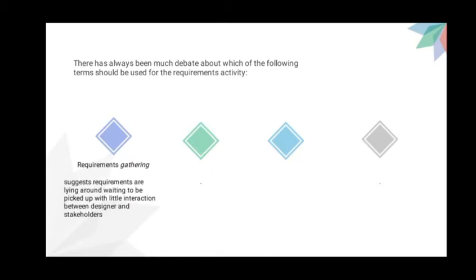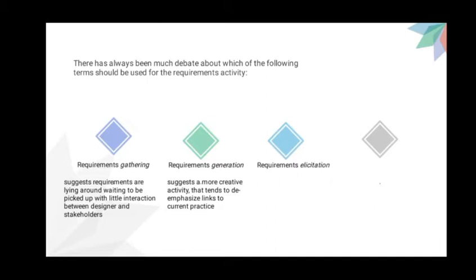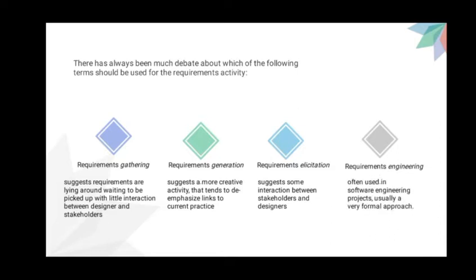There has always been much debate about which of the following terms should be used for the requirements activity. First, requirements gathering, as if requirements are lying around waiting to be picked up with little interaction between designer and stakeholders. Second, requirements generation, a more creative activity that tends to emphasize links to current practice. Then requirements allocation, such as interaction between stakeholders and designers. And requirements engineering, often used in software engineering projects, usually a very formal approach.